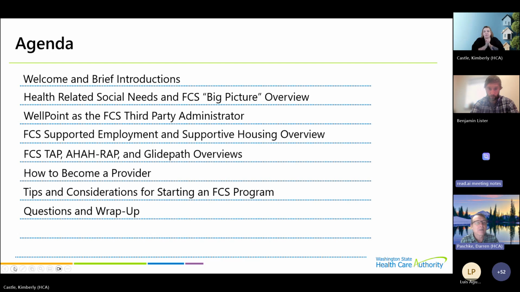Aware of. Some of the things that we'll highlight today, we'll talk about social determinants of health, our third-party administrator, WellPoint, really looking at the FCS services for housing and for employment. And then Kimberly will take a bit of a deeper dive into some of those additional FCS programs.